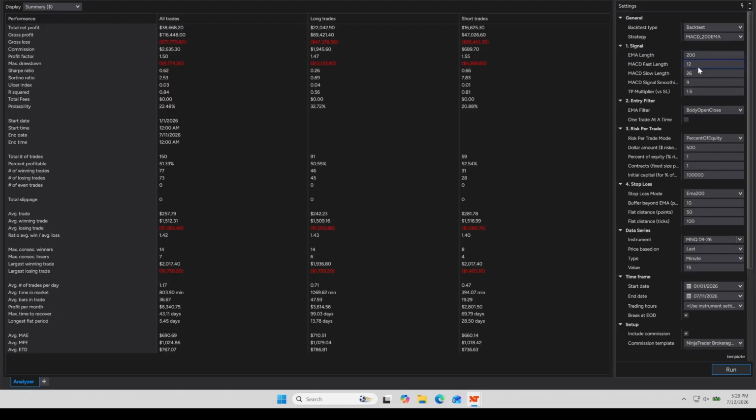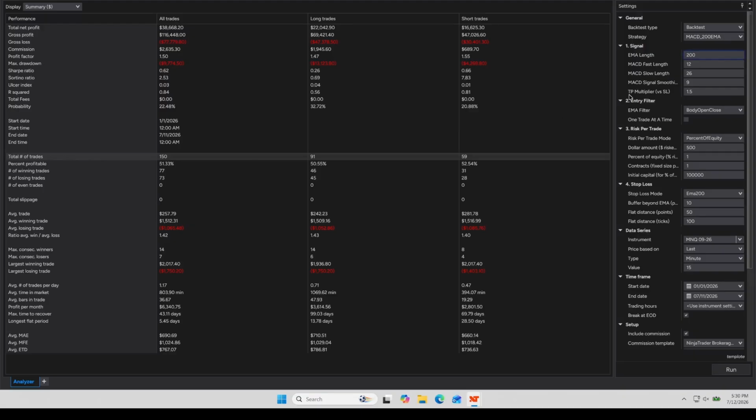Here's the MACD settings themselves. This is just the base MACD. You can change that as well if you want. You can change the faster length to something smaller if you want to take more trades, because this one right now took 150 trades with a 51.33% win rate. It's pretty good.